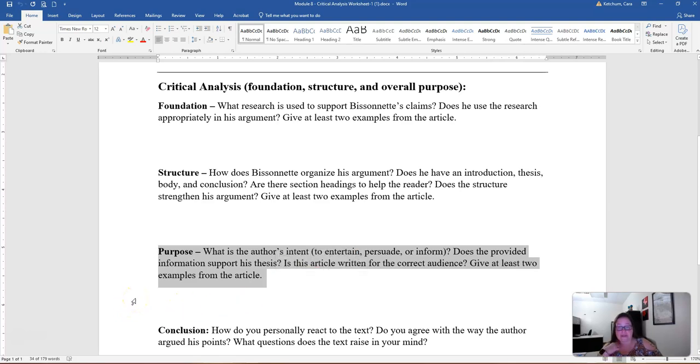So you'll want to answer these questions. What is the author's intent? Is his intent to entertain, to persuade, to inform? Does the provided information support his thesis? So he has a thesis statement. You need to note where you think that is. And then everything he writes after, does it support that thesis statement? That's purpose. If you think so, give examples. If you don't, give examples. No matter what you think, give examples that support what you're saying.